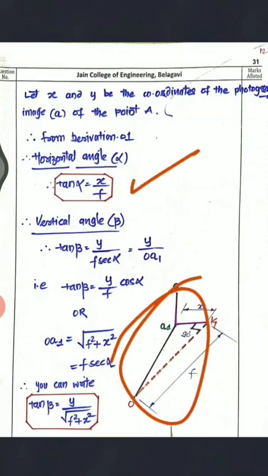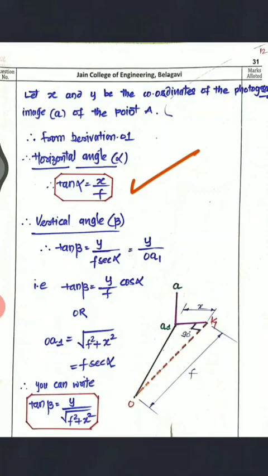You can see this figure, right? That is the enlarged figure of the previous one. Here the distance between K and A1 is X, and the distance between O and K is F. Now this is a 90-degree angle here, and here you will have the alpha angle, so tan alpha is equal to X divided by F.